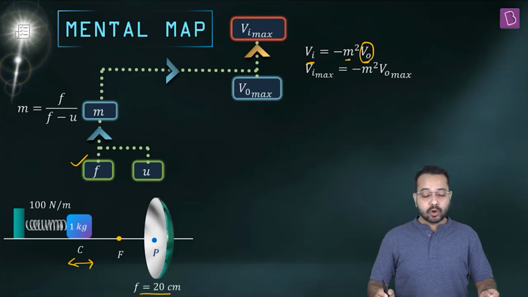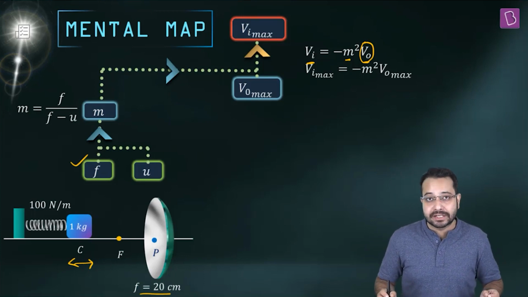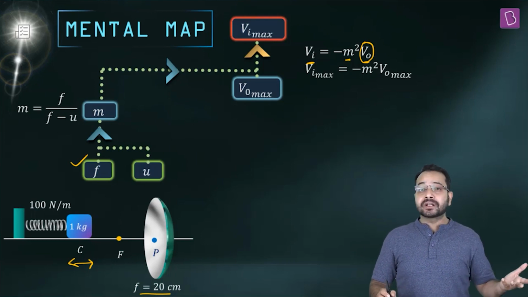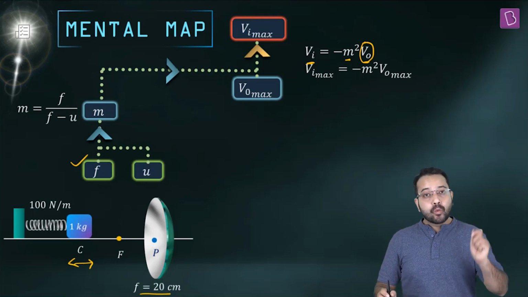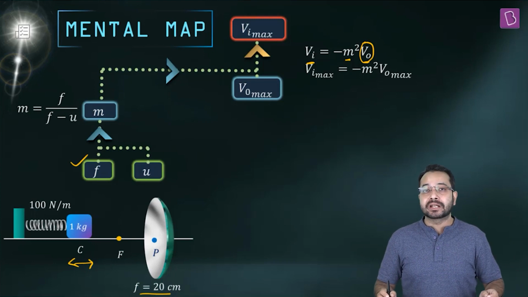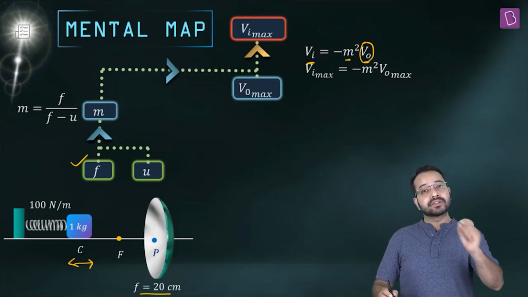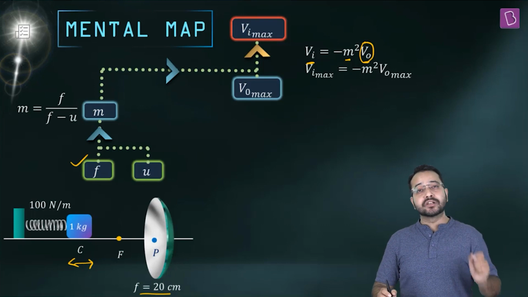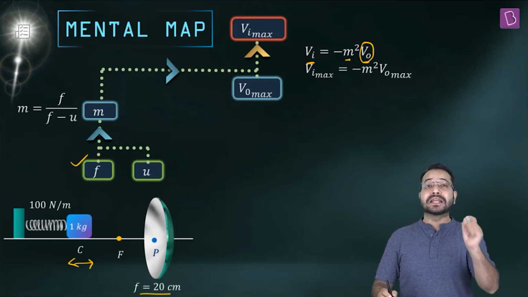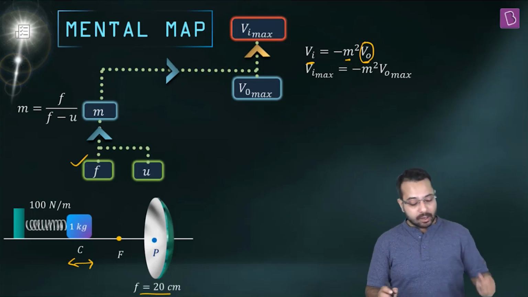Now I need to figure out when the velocity of object is going to be maximum. Now the object is doing an SHM. When is the velocity of object maximum? When is the velocity of any body maximum? When it is doing an SHM, obviously when it is at its mean position. And what is the mean position?